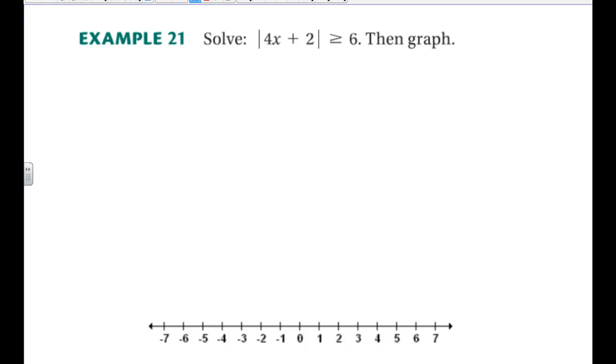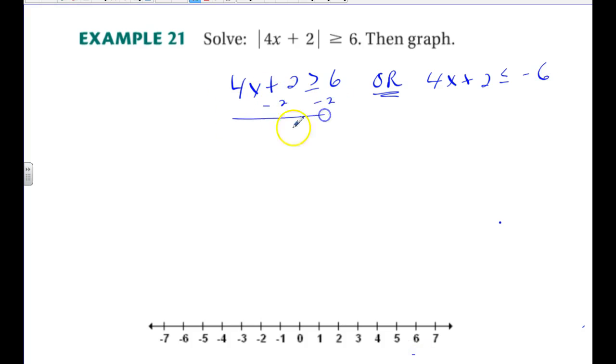One last example here. I will say 4x plus 2 is greater than or equal to 6. Great or means I'm going to use the or statement. 4x plus 2 is less than or equal to negative 6. Subtracting off 2. 4x is greater than or equal to 4. Dividing by 4 gives me a 1. Or subtracting off 2 will give me negative 8. Dividing by 4 will give me a negative 2.